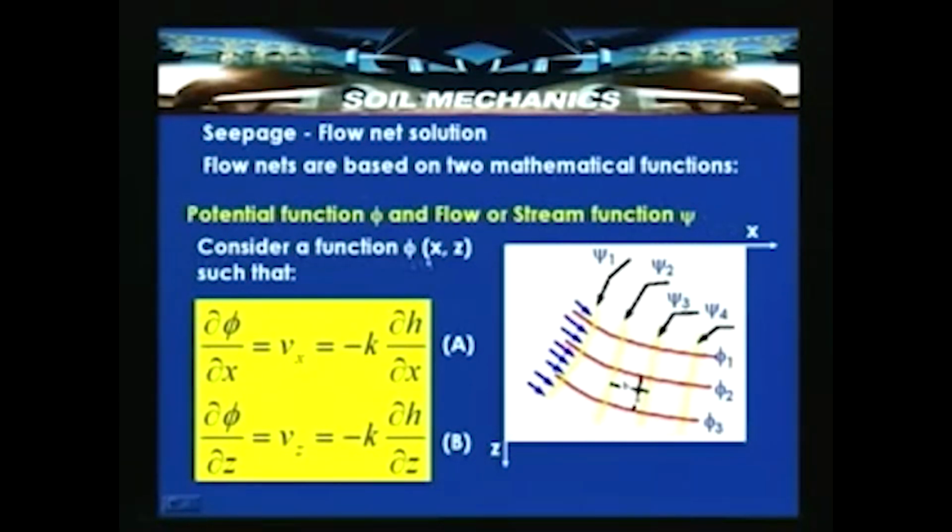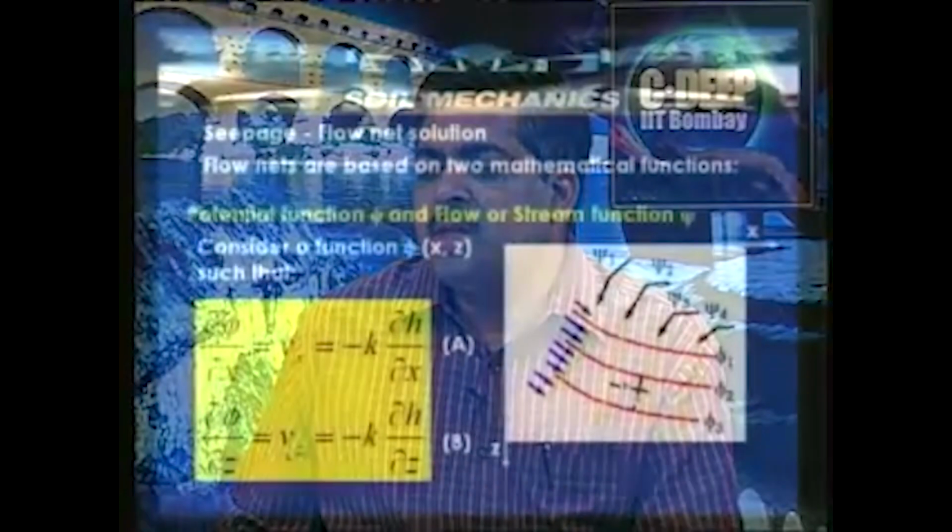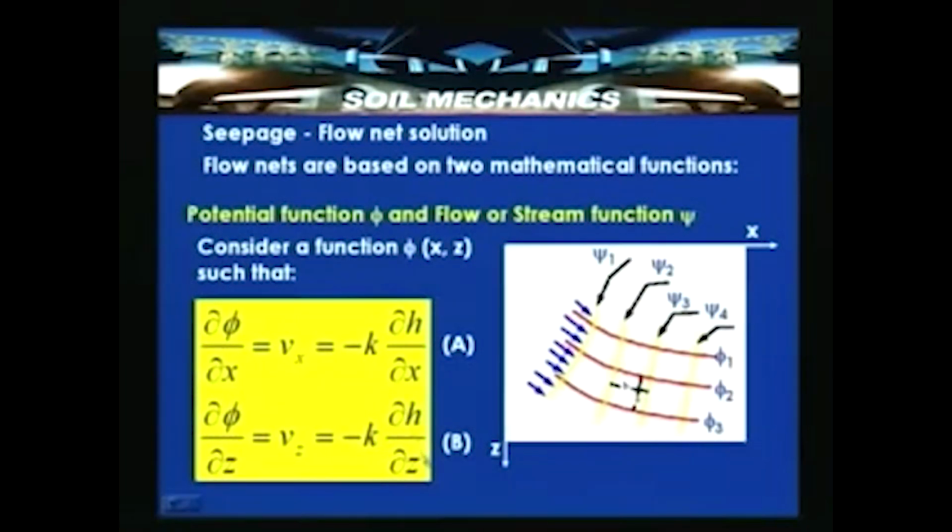So, consider a function phi(x,z) such that ∂phi/∂x is equal to Vx, that is the velocity in the x direction, which is equal to minus k ∂h/∂x. This is negative because the head loss is occurring in the direction of the flow. Similarly, ∂phi/∂z is equal to Vz is equal to minus k ∂h/∂z. So, consider a function phi(x,z) such that ∂phi/∂x is equal to Vx and ∂phi/∂z is equal to Vz.